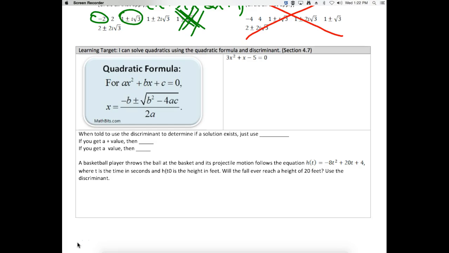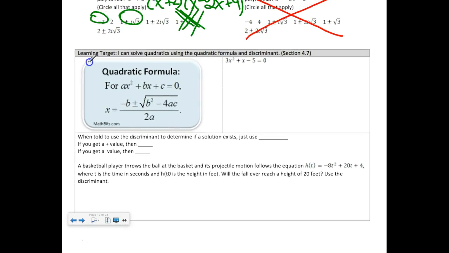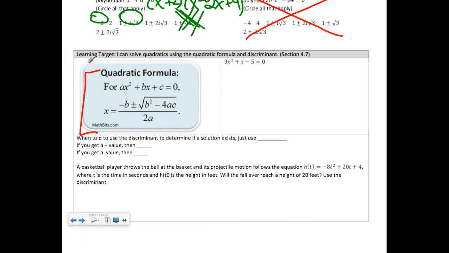All right, so we have the quadratic formula. We've been using this the whole time. Everybody, great start. This is why I don't edit anything.